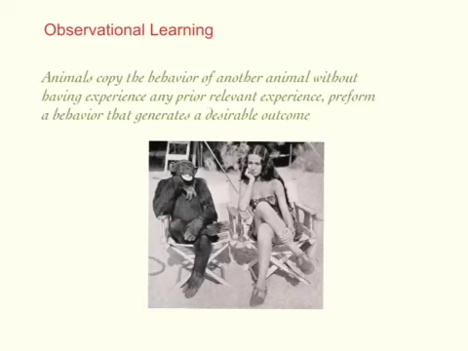And then there's observational learning, and that is when animals copy the behavior of other animals, without having any prior relevant experience, to perform a behavior that generates a desirable outcome. And this is basically the monkey see, monkey do type of thing. It's a lot of imitating.